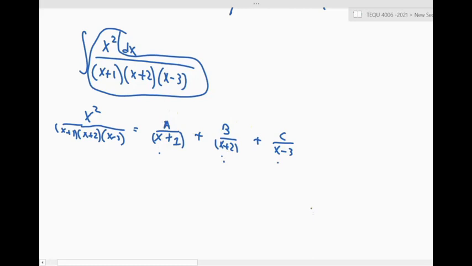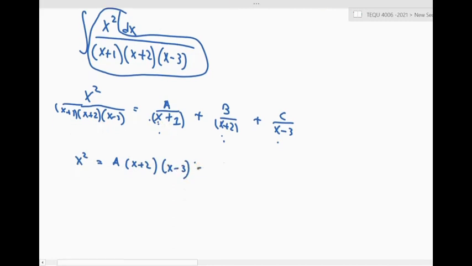So let's multiply the whole thing by the denominator, and you end up with x squared equals. Now, A, you have x plus 1 in the denominator here, so you will end up here with x plus 2, x minus 3. Now, what happened with the B? Plus B. You have an x plus 2, so x plus 2 here cancels out. You will end up with x plus 1 and x minus 3.